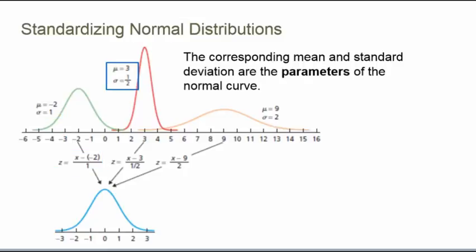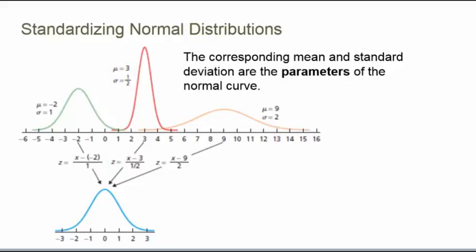For my red graph, we have the mean of 3 and the standard deviation of 1/2. We have the standardized version of z for this curve, which is z equals x minus 3 divided by 1/2. If I pick a point on the horizontal axis for that curve, such as 4, I can substitute that for x. So z would equal 4 minus 3 divided by 1/2, which is 1 divided by 1/2, which results in 2. So the corresponding point on my standard normal curve is 2.